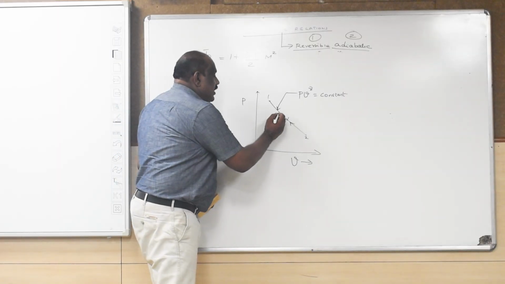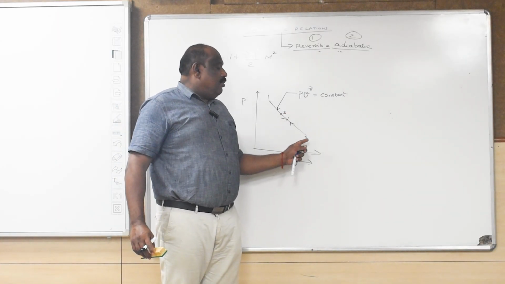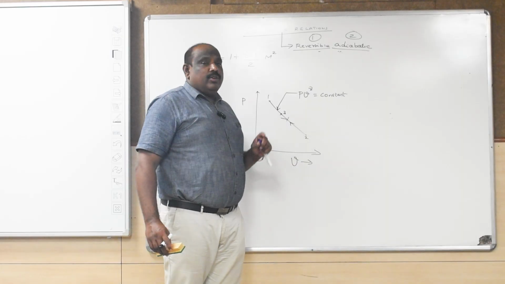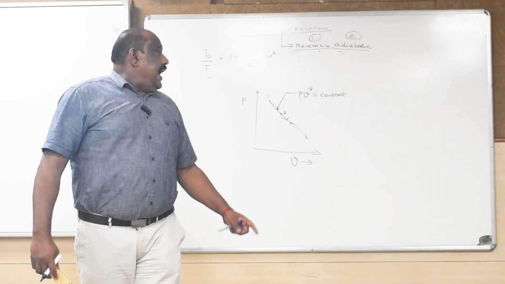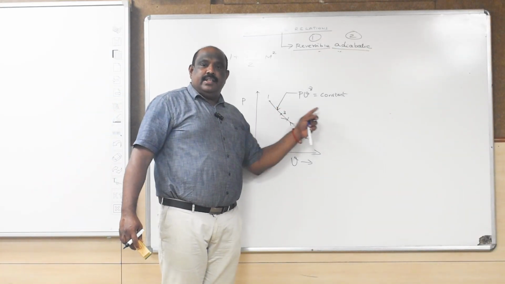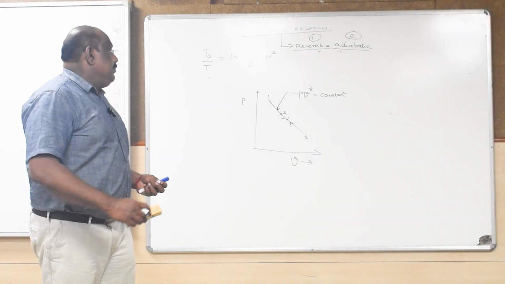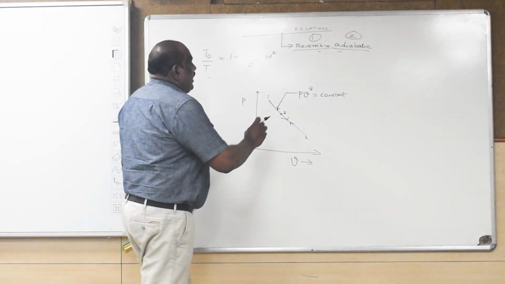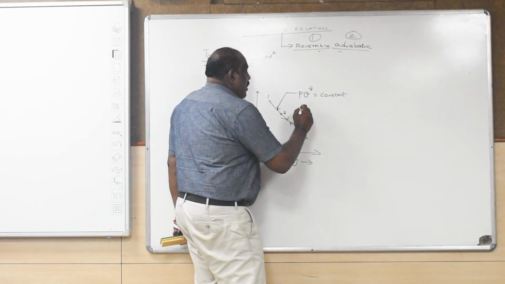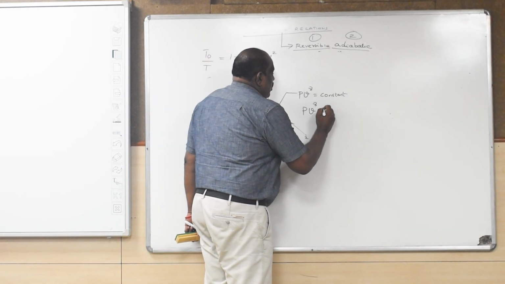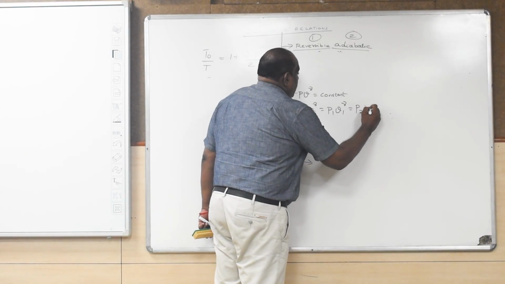I can take some other point here. Let us say this point is 3. So P3 V3^gamma will be equal to P2 V2^gamma, which will also be equal to P1 V1^gamma. Which means this curve is characterized by this mathematical equation, PV^gamma equal to constant. Which means I can apply this equation to both the endpoints 1 and 2. PV^gamma is equal to P1 V1^gamma, which is equal to P2 V2^gamma.